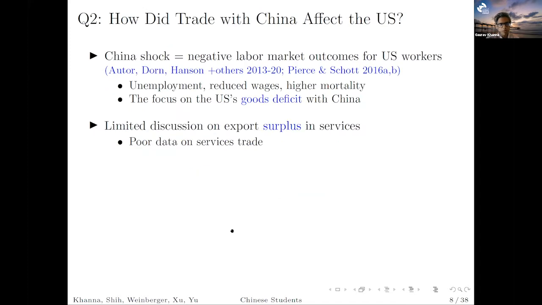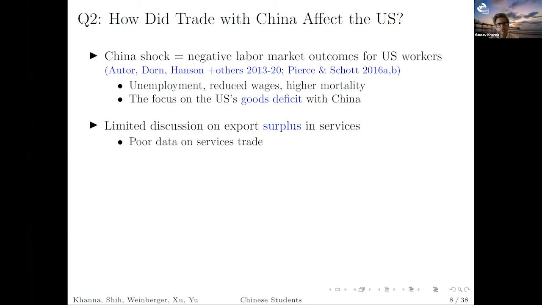The second question that we really are trying to talk to is related to the China shock, right? So there's this huge literature over the last decade really about how the China shock has had these negative, these adverse consequences for US manufacturing, right? So it's led to increases in unemployment in the manufacturing sector in the US, lowered wages, has affected mortality in the US.